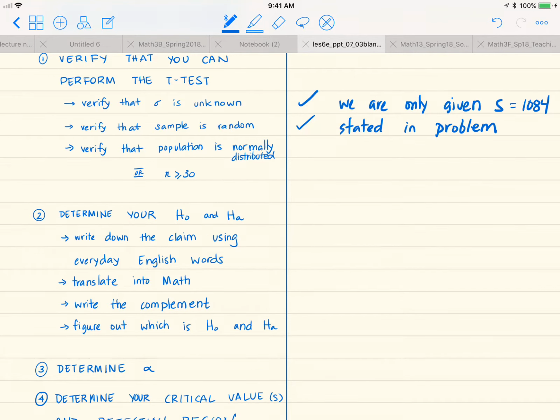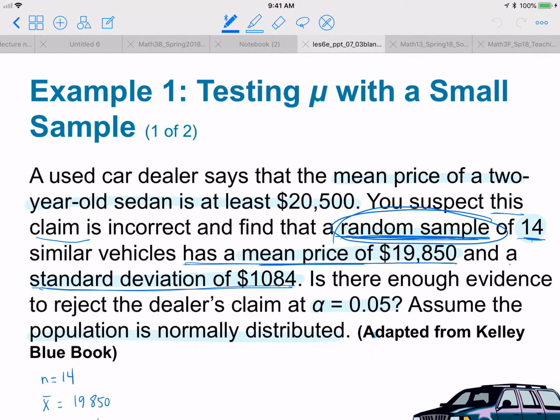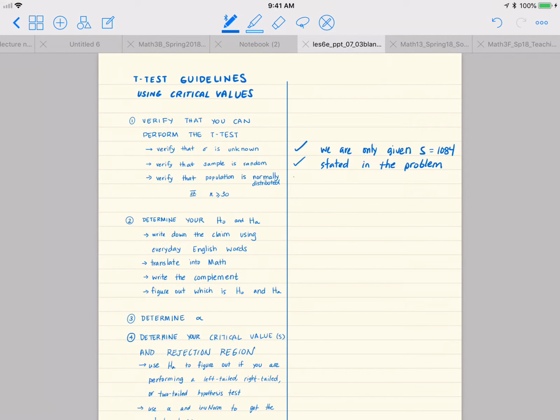Verify stated in the problem. Verify that the population is normally distributed, or n is greater than or equal to 30. Let's see here. Assume the population is normally distributed. So check mark, maybe say stated in the problem.